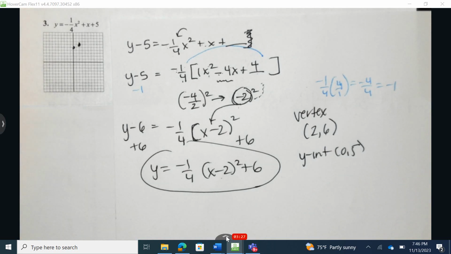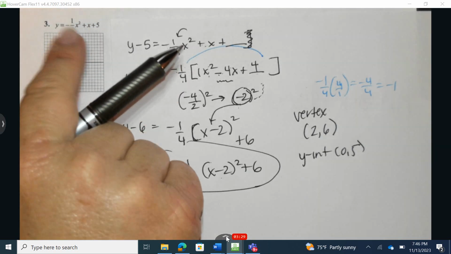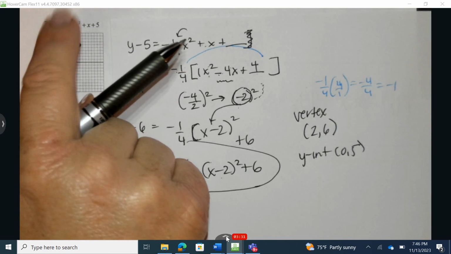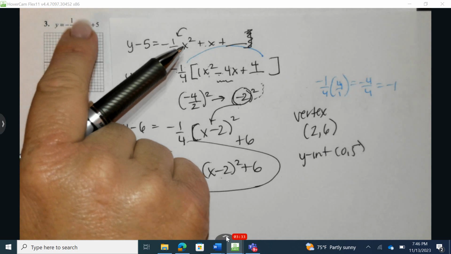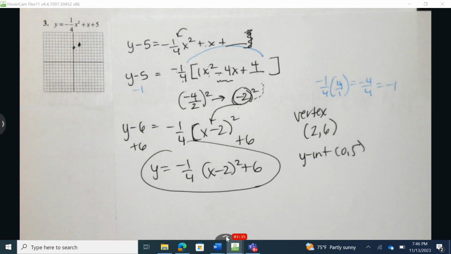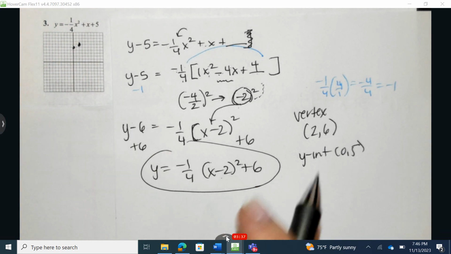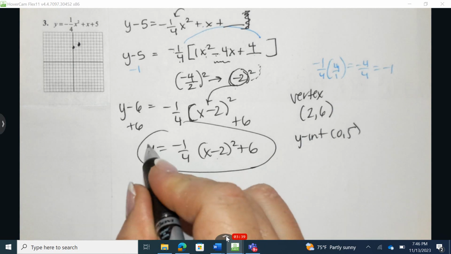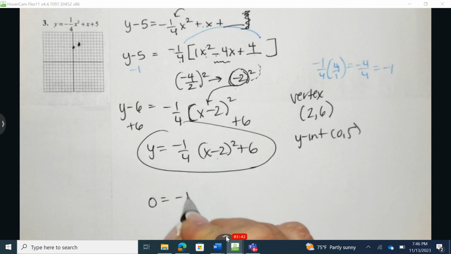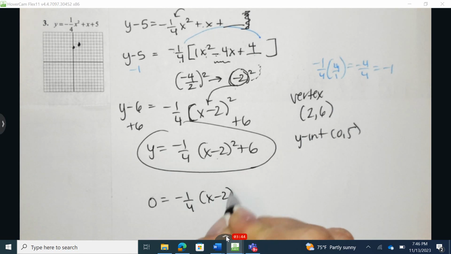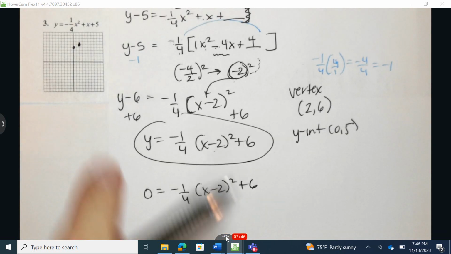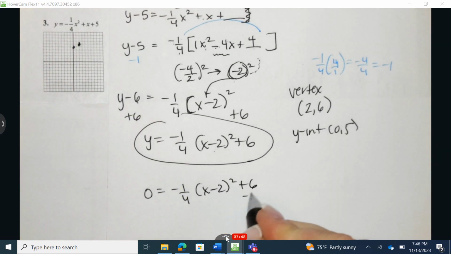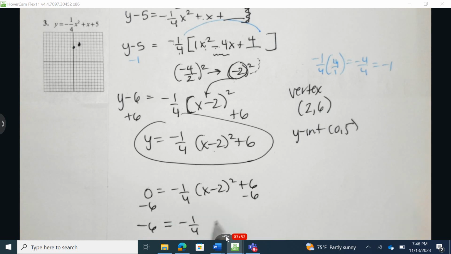Now let's do the x-intercepts. Now I definitely could use the quadratic formula to solve, because this is in standard form. A is negative 1/4, B is 1, and C is 5. I'm going to come back over here, and another alternative is to make y equal to 0, and now we're going to solve for x. And in solving for x, I am identifying the x-intercepts of this function. So let's start by subtracting 6 to the other side. Negative 6 equals negative 1/4 times the quantity x minus 2 squared.